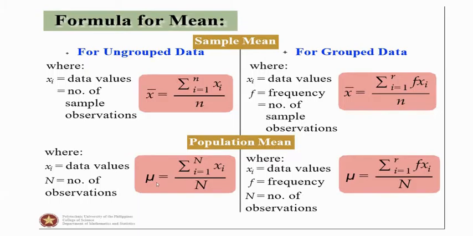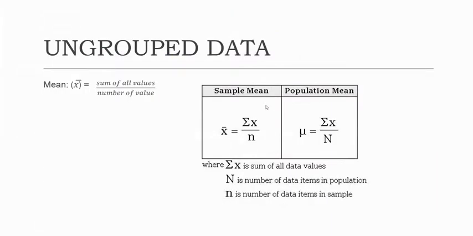And the population mean is the same. As I've said, it's just the notation, mu, and then the divisor will be capital letter N. That means that is the population, the total number of observations, okay? So to summarize, we're just going to focus on ungrouped data in simple terms. If you don't want to be confused with the subscript i, then x bar is equal to what? The summation of x all over n. Or mu is equal to the summation of x all over N.